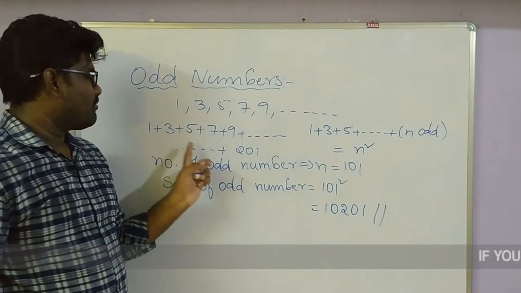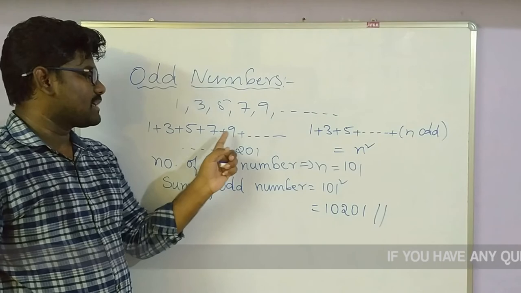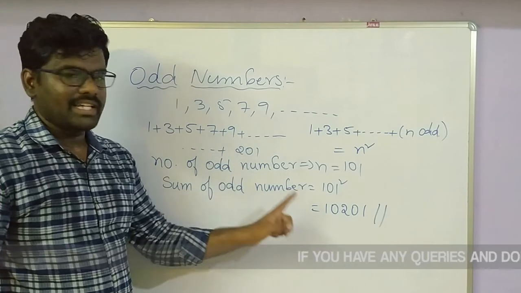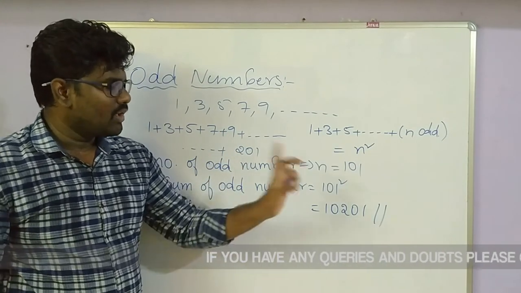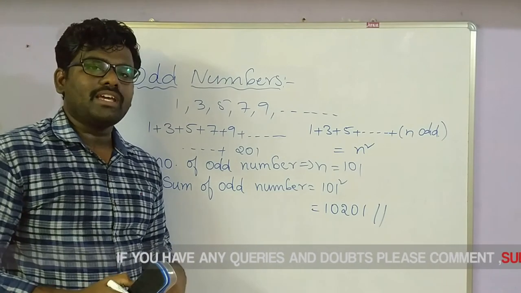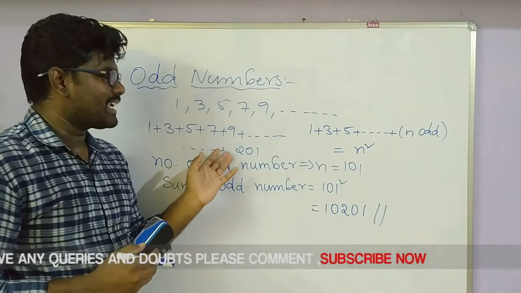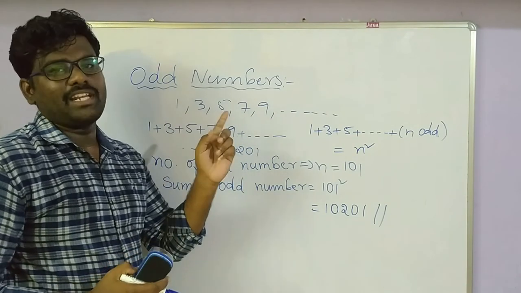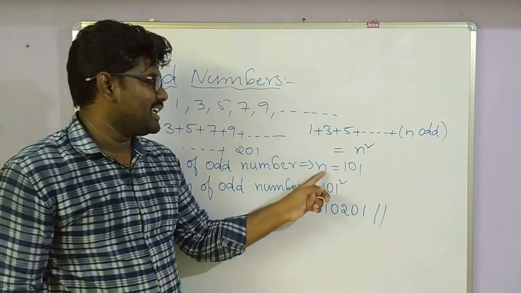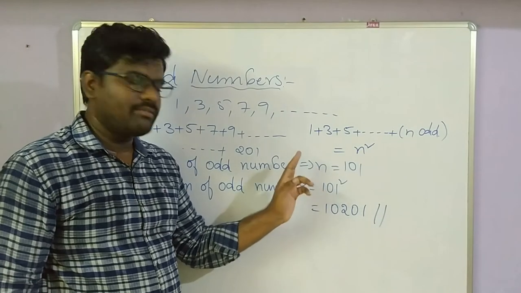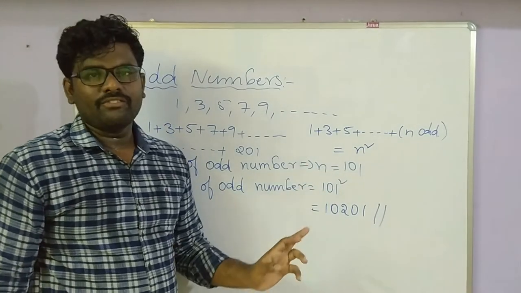When you add 1 plus 3 plus 5 plus 7 and so on up to 201, we can get 10201. In the same way, if any number of odd numbers is given, first we need to observe how many odd numbers there are. Then we have to apply n square as the formula.